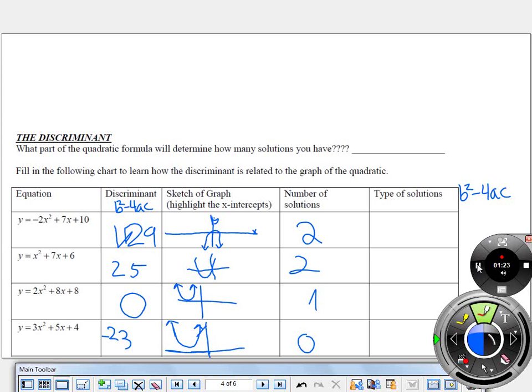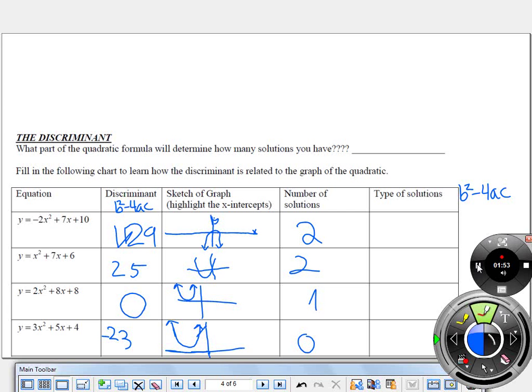Okay, so take a look at the information and how it's connected. So here are your sketches of the graphs, okay? You see in the first sketch, the graph is concave down. We should have known that because the a value is negative. That makes sense. And the graph crosses the x-axis twice, meaning it has 2 x-intercepts or 2 solutions, okay, which is what you guys marked over here. Notice that the discriminant value that goes with that is 129, okay?